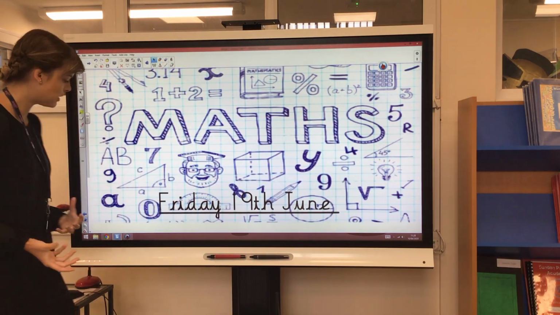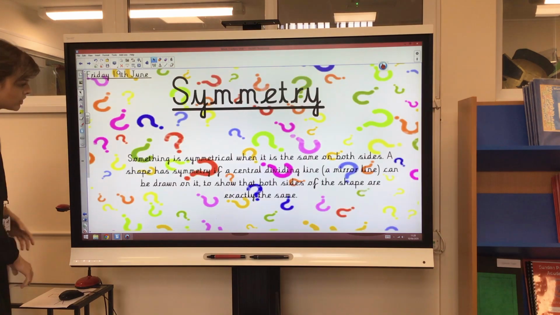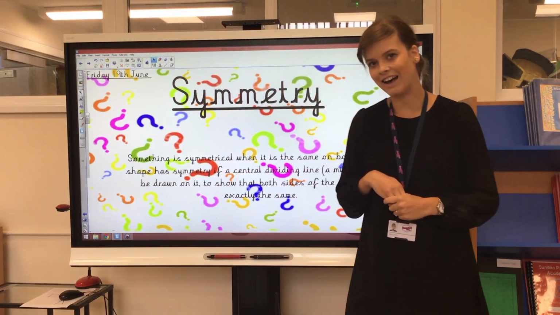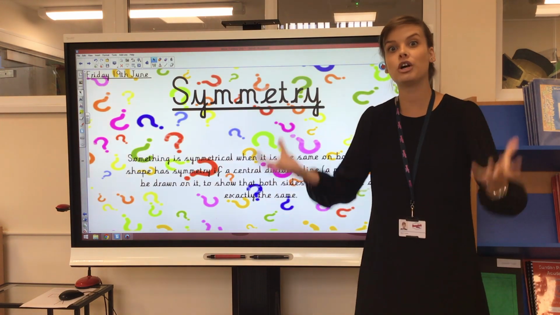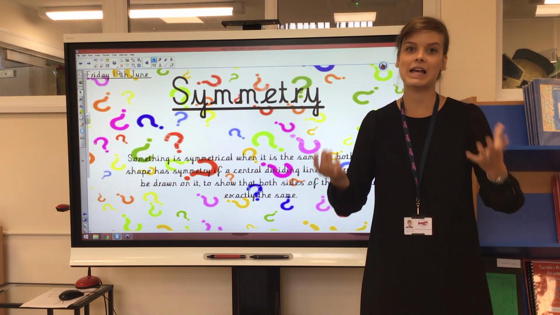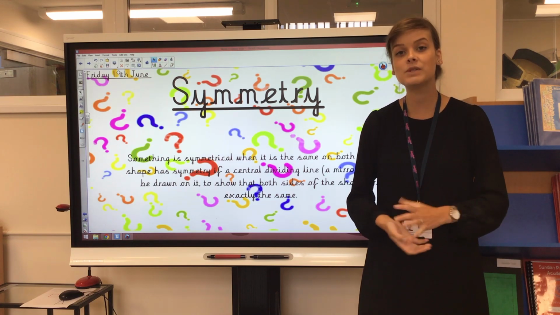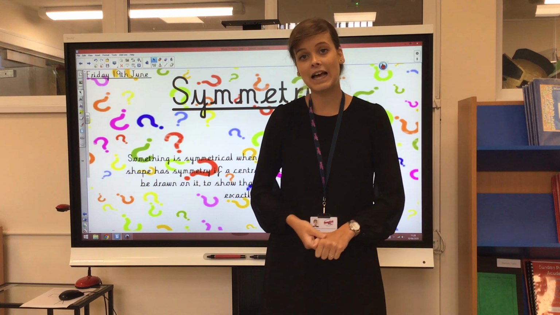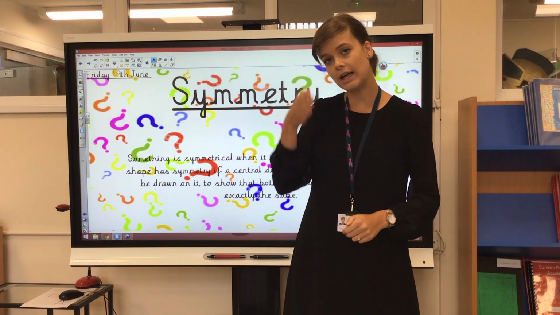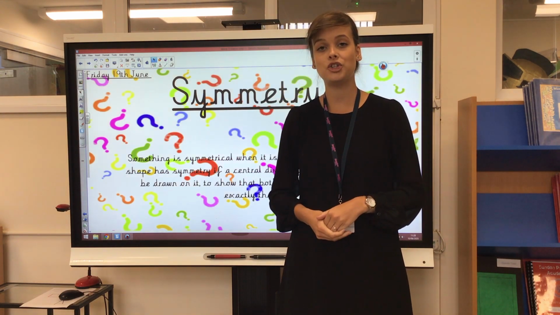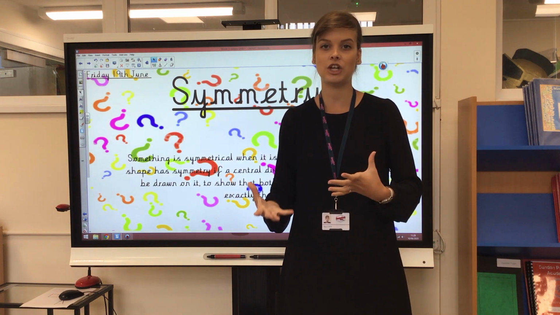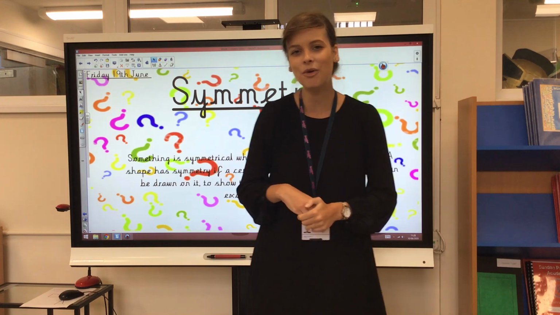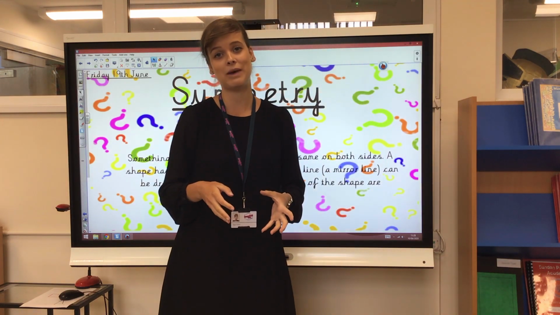Let's just remind ourselves of what symmetry actually means. Something is symmetrical if it is exactly the same on both sides. We've been doing lots of things about shapes and symmetry within shapes, and you will know now that a shape has symmetry if it can have a central dividing line, that mirror line, drawn onto it to show that both sides of that shape are exactly the same. You'll know that already, I don't need to tell you. You've been working so hard this week.